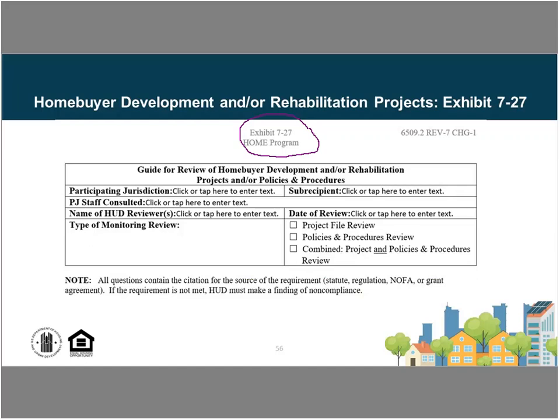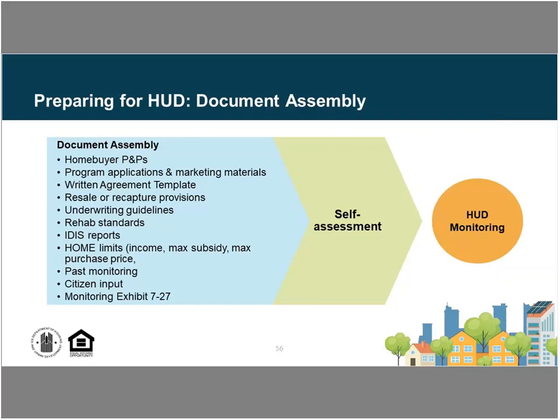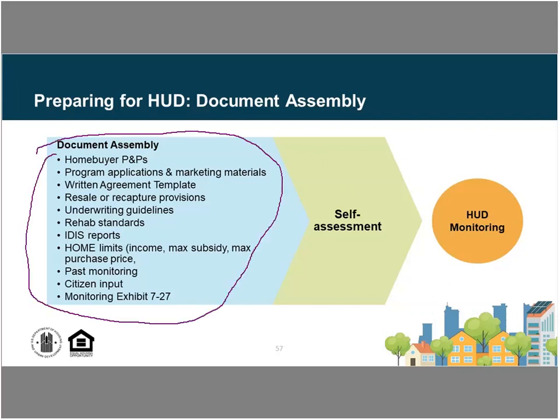We had a link on a couple of our other sessions, but you can get to it through the HUD Exchange on the HOME program. When you go into monitoring and then tools, you can access this one. So the first step is really to assemble all the documents required for the review. HUD uses 7-24 to prepare for their monitoring visit, and these are all the documents that you would find listed in 7-24. So you want to pull these together.